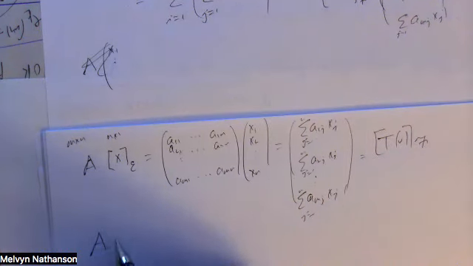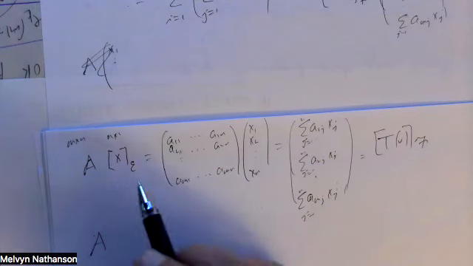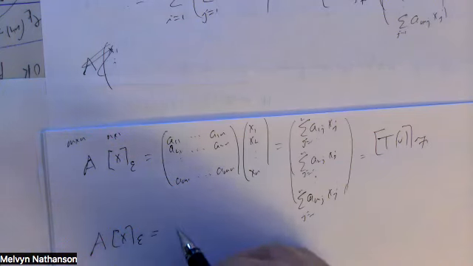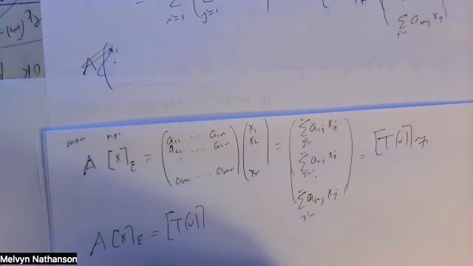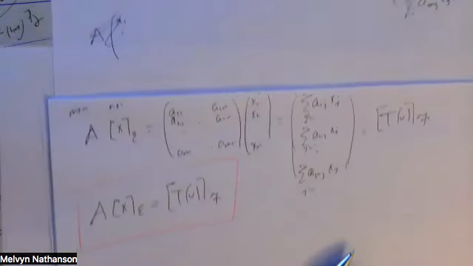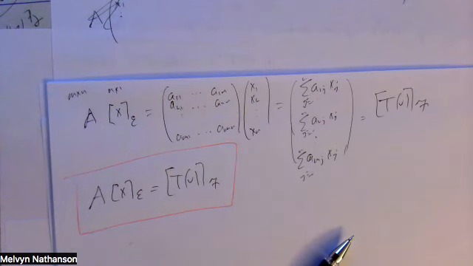You take this matrix A that I defined, the matrix of the linear transformation with respect to the bases E and F. A applied to the coordinate vector of v with respect to E, using ordinary matrix multiplication, is the coordinate vector of T of v with respect to F. So this formula, if you understand what all the symbols mean, explains how you can represent a linear transformation by a matrix. You have a linear transformation on finite dimensional vector spaces. You fix bases E and F for the vector spaces.